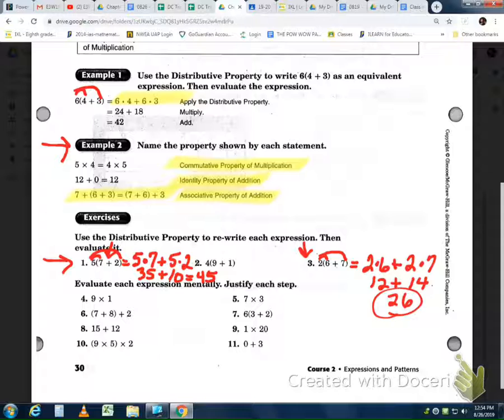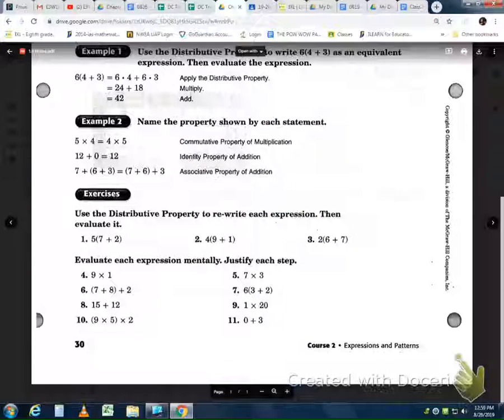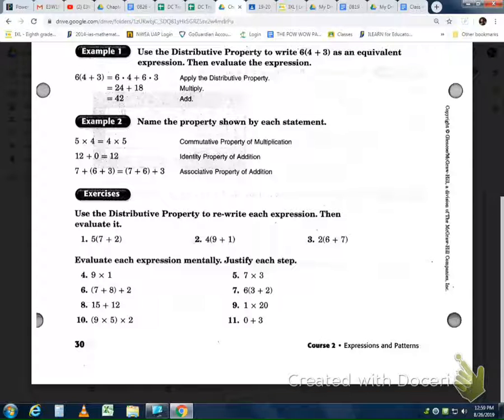All right, so what we're going to do is we're going to look at the exercises, and it says evaluate each expression mentally and justify each step. Okay, if I could get my mouse to work, this would be super. Here we go. So we do the odd ones. Let's do number 5, okay? It says 7 times 3. What could we also do with 7 times 3? Michael? 3 times 7. And what would that be?